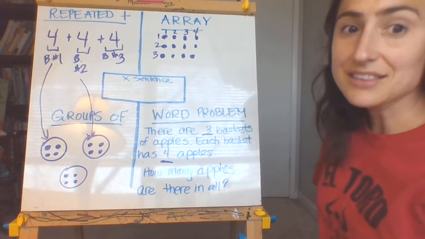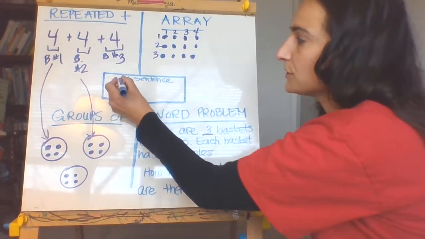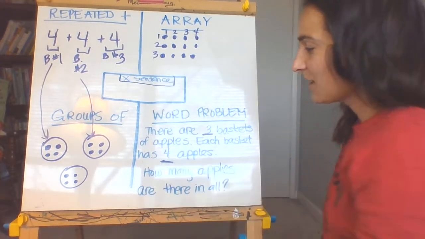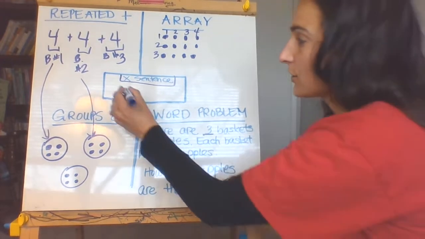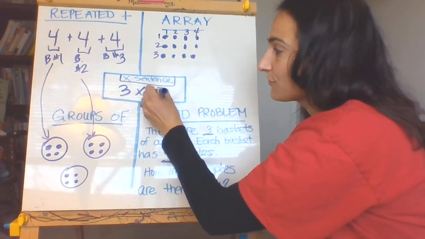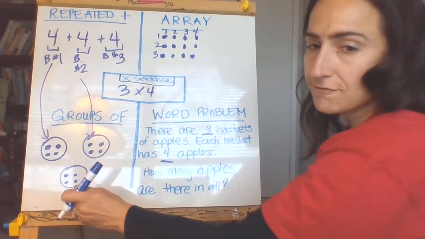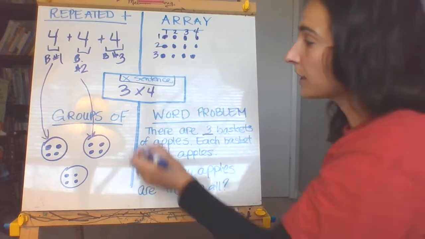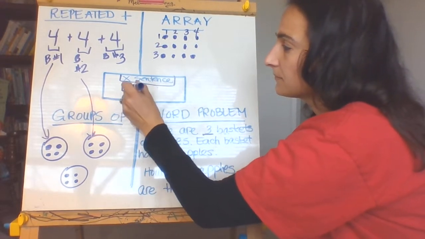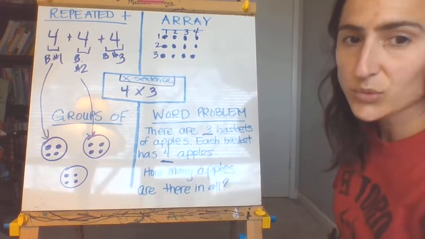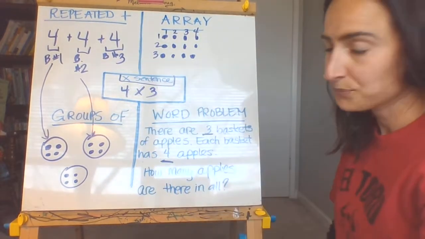All right, the last but definitely not the least part about this paper is the multiplication sentence. All right, I can either write 3 times 4, right? 3 groups of 4, but it wouldn't be wrong if I flipped them and did that, okay? You can do that either way.